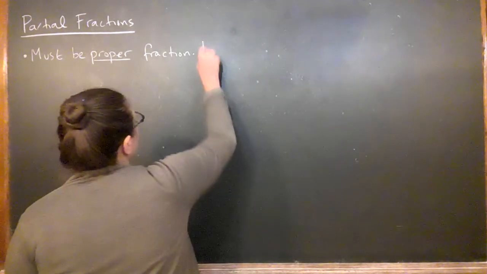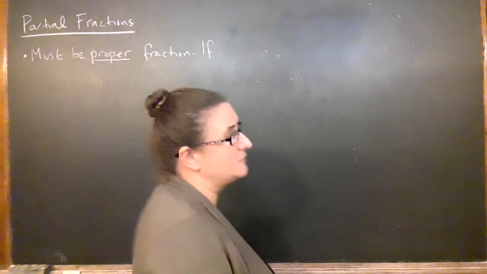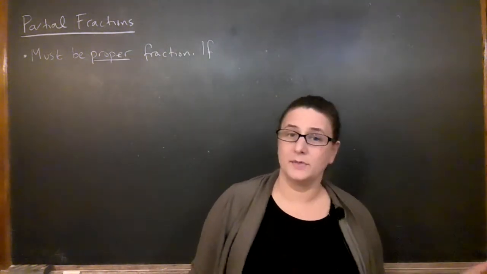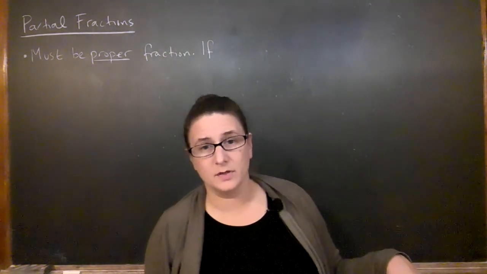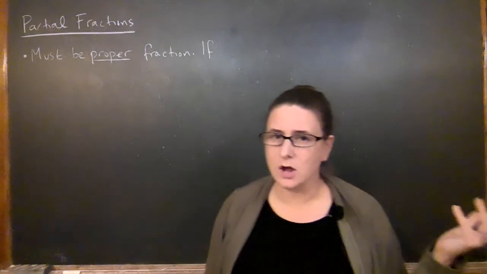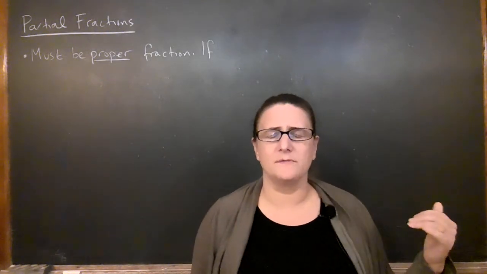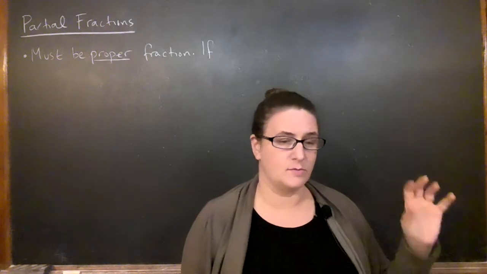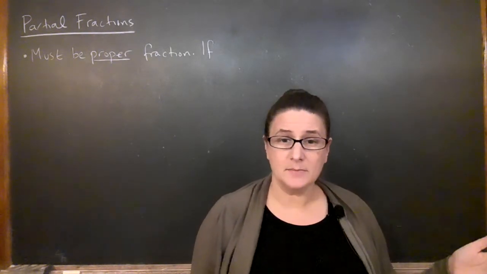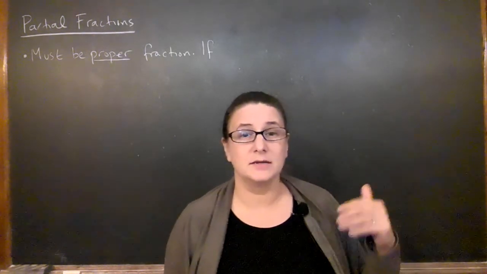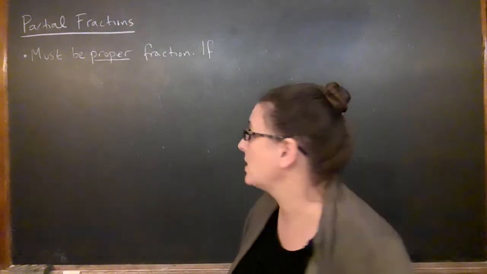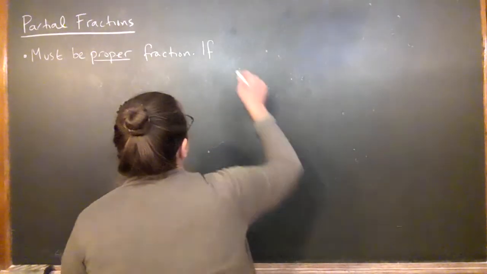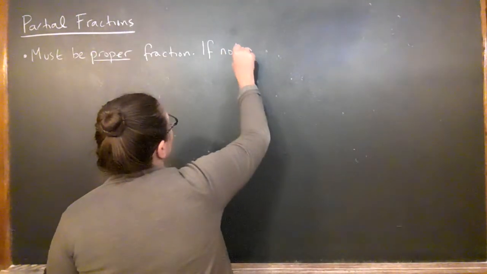If it's not the case, for example, if you had a cubic on the top and just a quadratic on the bottom, or even if the top is of the same order, like a quadratic, whatever. If it's the same, even, that's still not good. It has to be one less, okay? So it has to be a proper fraction. And if it's not, divide first.